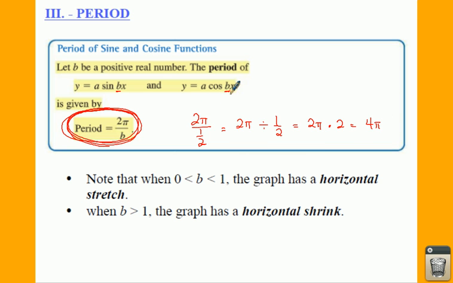So if your b is a number between 0 and 1, no matter if it's a sine or cosine, your graph is no longer from 0 to 2 pi. Instead it's going to be from 0 to 4 pi. So your graph is just going to be stretched out. That was nice.